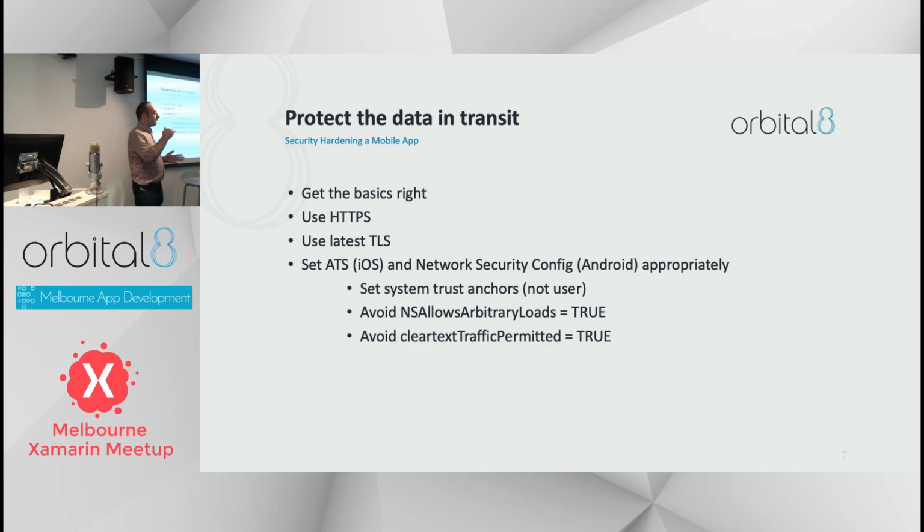So I like to declare in the app manifest that this app will only accept the system trust anchors, not the user ones, so that even if the user has installed a few extra ones by accident, maybe not understanding what they're doing, then the app simply won't accept that.